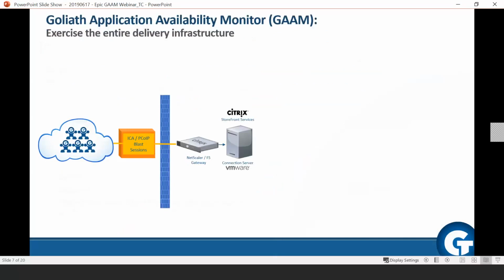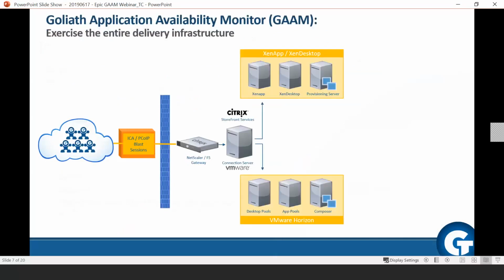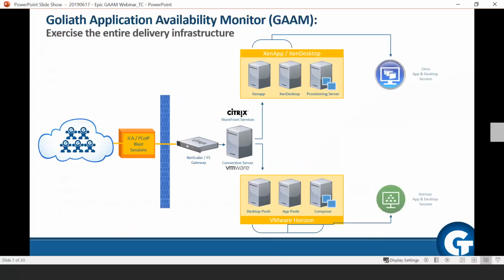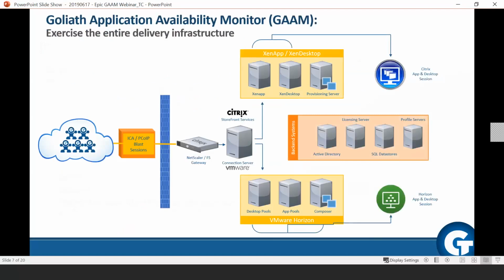And what I'm doing here is showing you the path by which the Application Availability Monitor will log on as a normal user, exercise the entire Citrix or VMware Horizon delivery infrastructure, and interrogate that infrastructure to make sure that it's up and running, available.